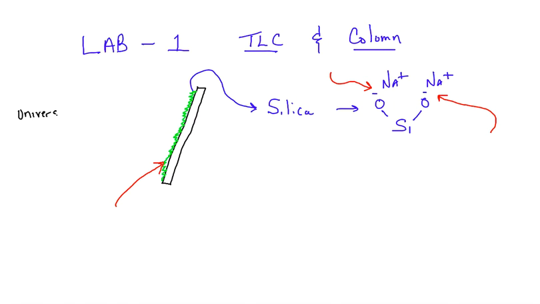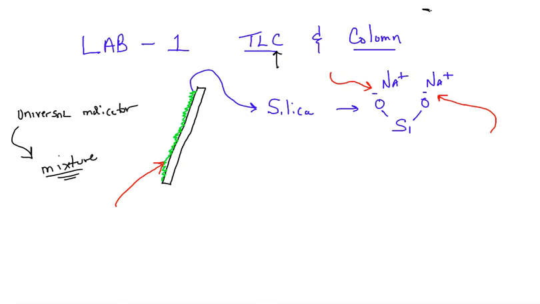Now the universal indicator is a mixture of three different indicators: phenolphthalein, methyl red, and bromothymol blue. Now a mixture, and this is another piece, is not bonded. It's just physically made. So we can separate it physically. So chromatography, whether it's column or TLC, is a way that we can separate this mixture based on its physical properties, and one of those is solubility.